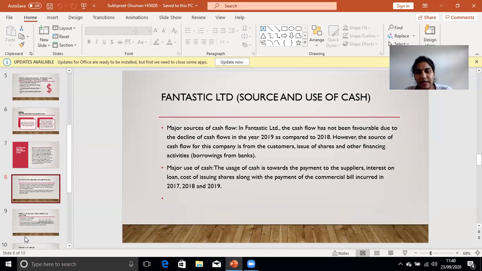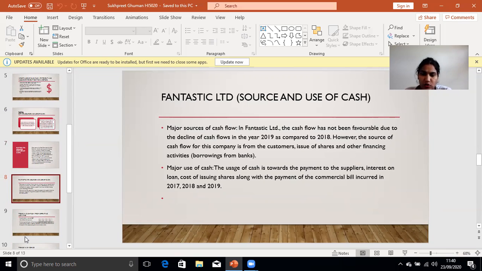The next one I would like to tell about is Fantastic Limited, for its source and use of cash. Major source of cash flow. In Fantastic Limited, the cash flow has not been favorable due to the decline of cash flow in the year 2019 as compared to 2018. However, the source of cash flow for this company is from the customers, issue of shares and other financing activities, and borrowings from the banks.